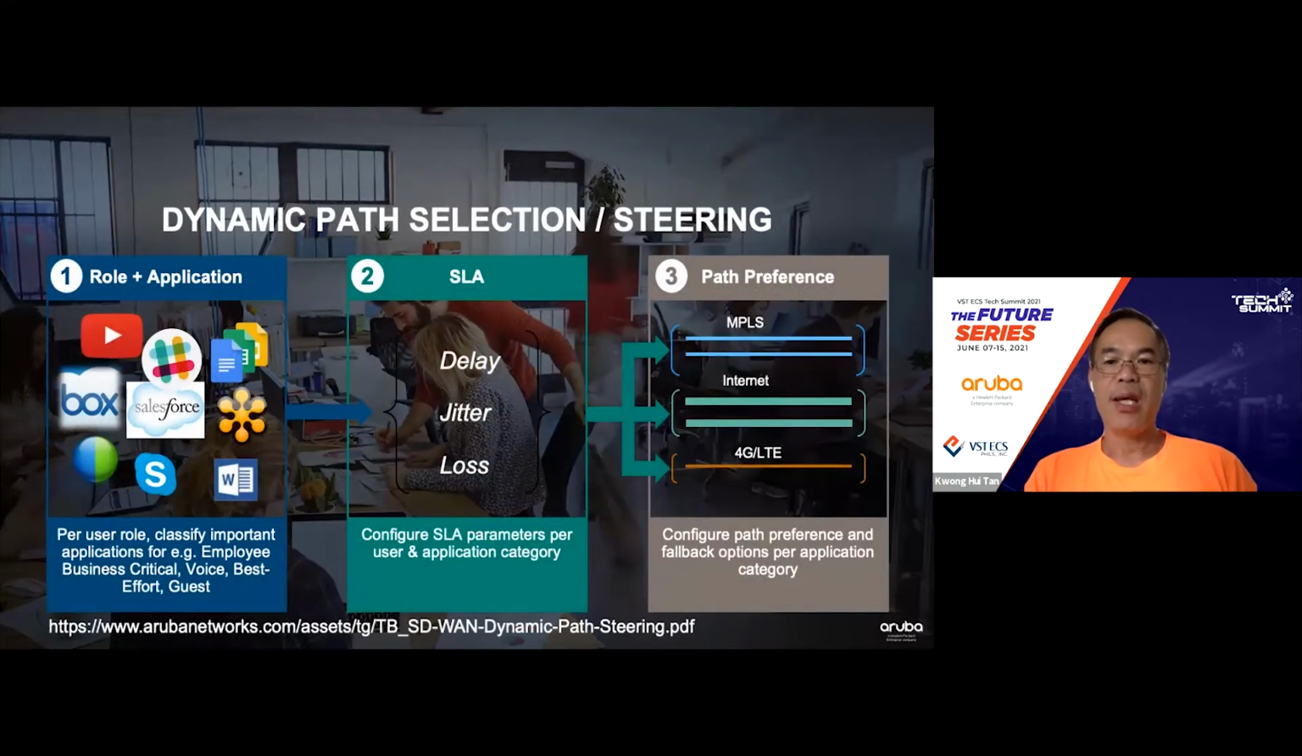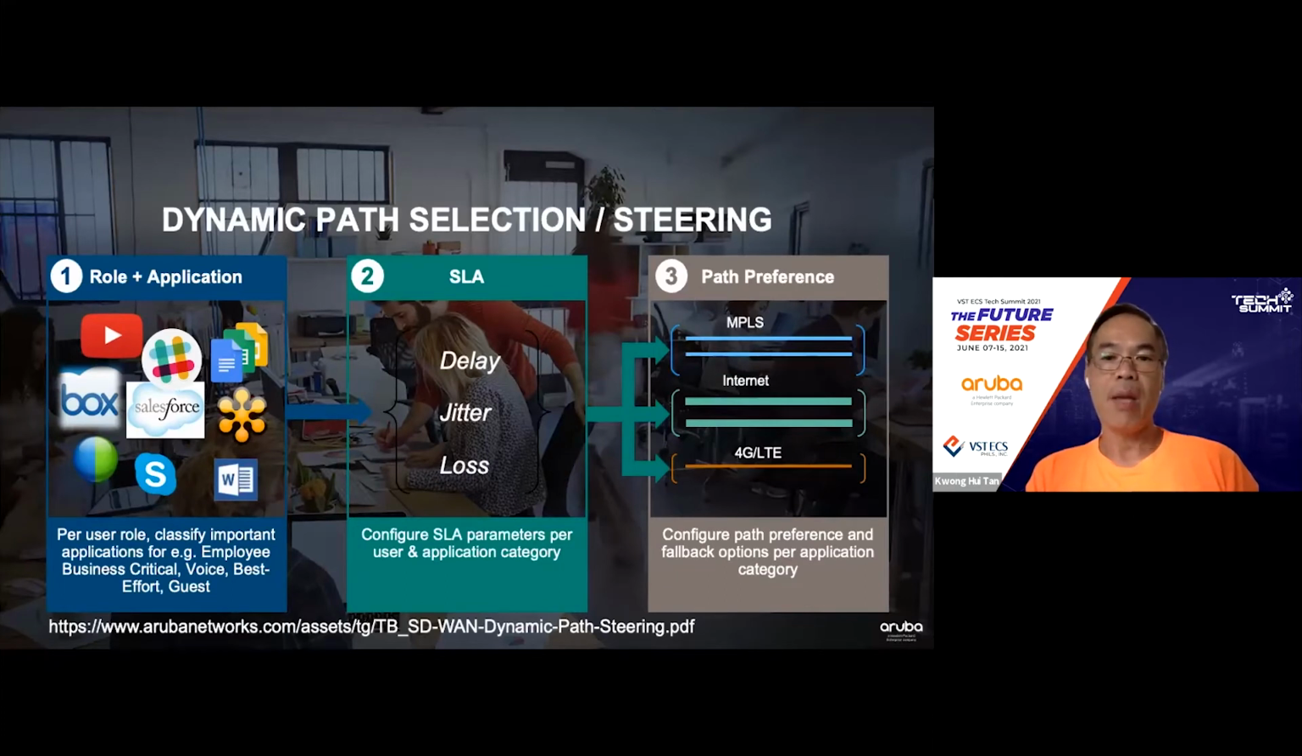Aruba SD branch is based on unified role-based application-centric policies that centrally define for all users and entities and network domains. This is what we call dynamic path selection or dynamic path steering. Not only can the administrator specify policies for more than 3,200 different applications, they can also leverage user and device roles to classify traffic, whether it is for employee, contractor, or guest, or if you have devices such as a camera, printer, or your heating, ventilation, and air conditioning units.